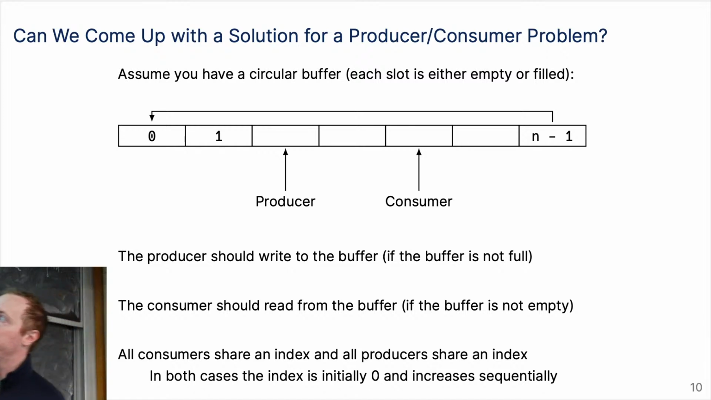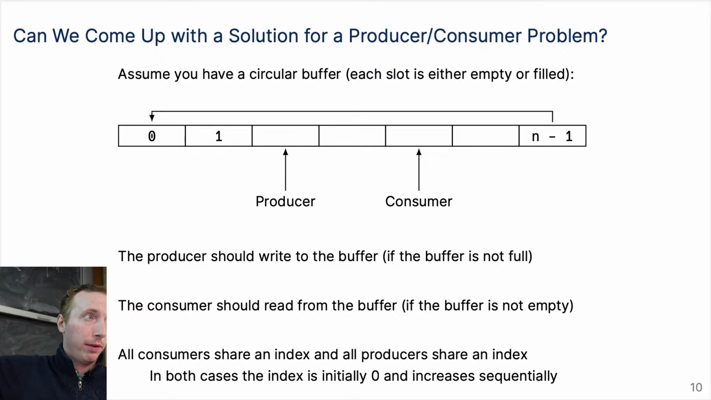So at the beginning of time, both the producer and the consumer threads as a group would all be pointing to the first index, and it's empty, so it's going to wait for the producer to start filling some slots, and then the consumer can come in and pull the data out of the slots and actually use them.